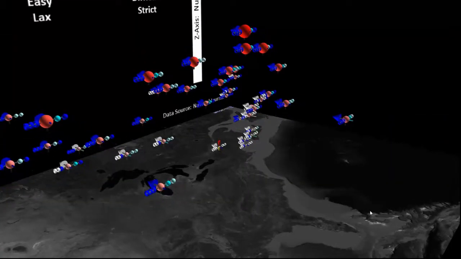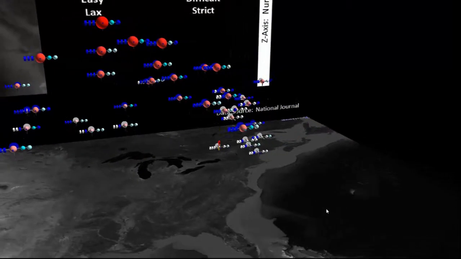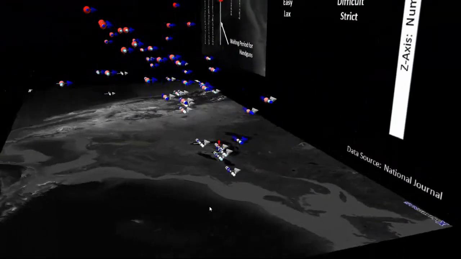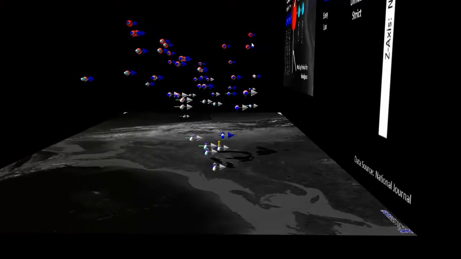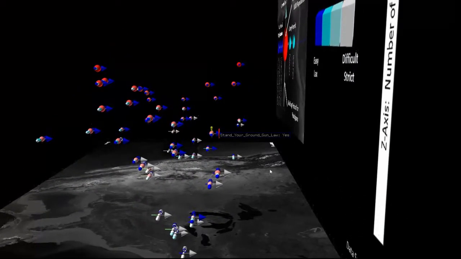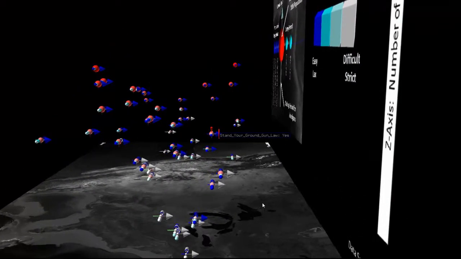With this understanding of the legend, the patterns do begin to quickly emerge. We see that a number of the states with higher gun deaths per 100,000 all have this blue cone, which indicates there is a stand your ground gun law in place.